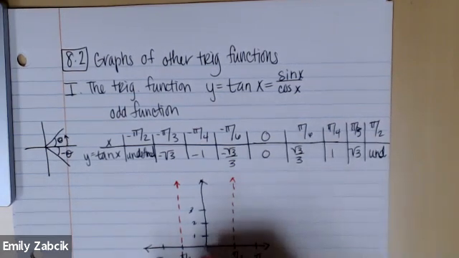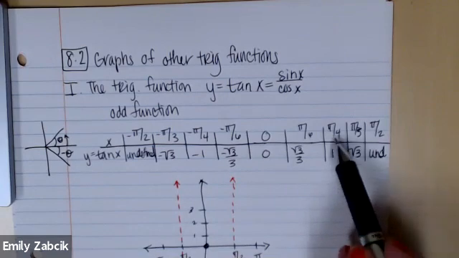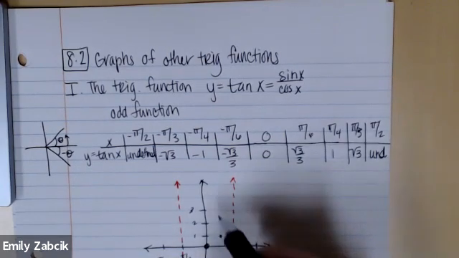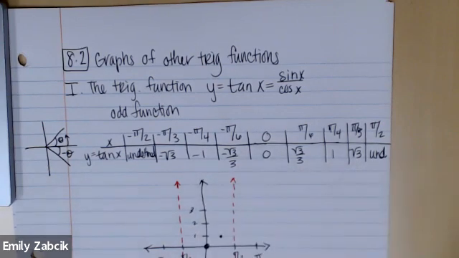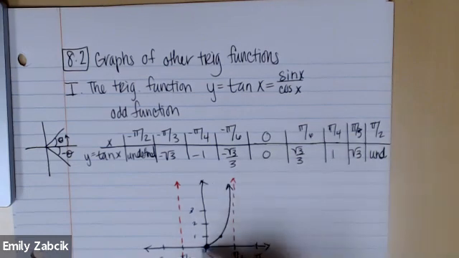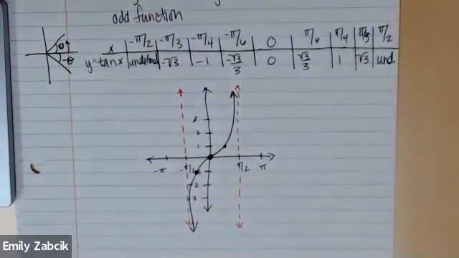I see that at 0, 0, I have a point. And then as I move through these, maybe pi over 4, I'm at 1. And negative pi over 4, I'm at negative 1. Something like this. And so what this graph creates is something like this. And so it resembles, I'm sorry, you couldn't see all that, it resembles almost a cubic function.